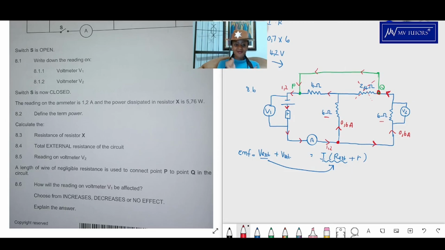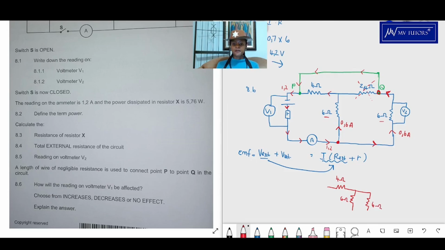So how does that affect the reading of V1? Remember I said V1 is really the external voltage, which depends on the external resistance. If you now take away this 2,4 ohm, your circuit is like this. You have the 4, you have the 6, and you have the 6. I don't know why I'm drawing like this. It's skewed, but maybe it's because I'm left-handed.